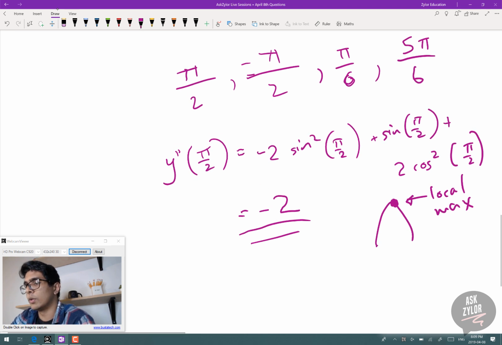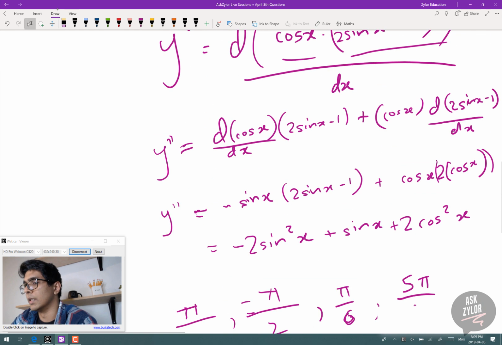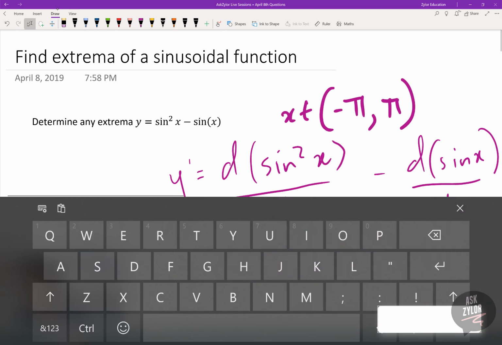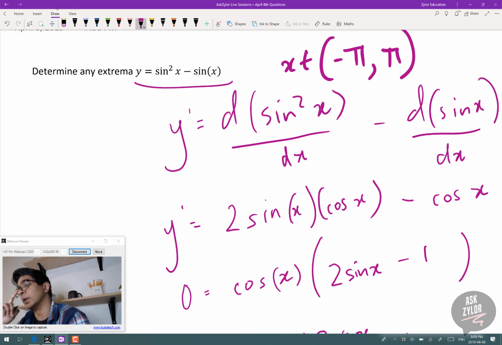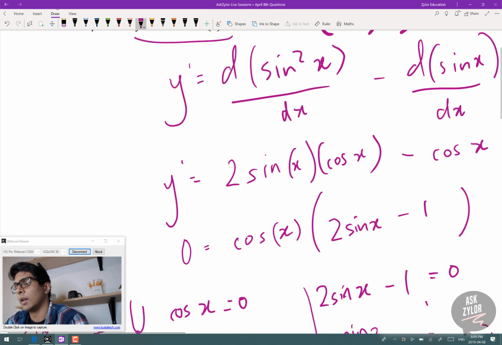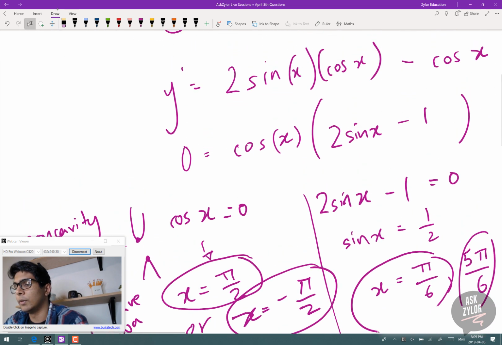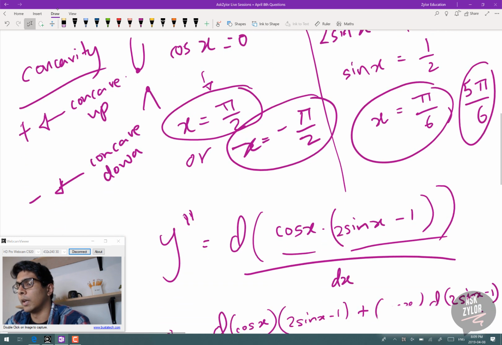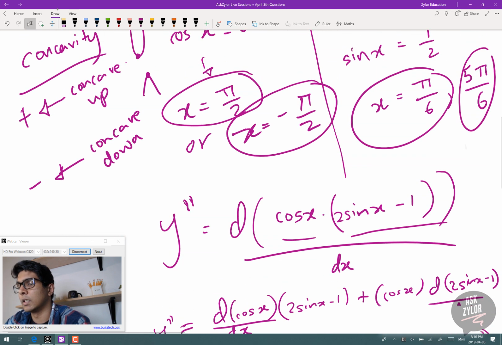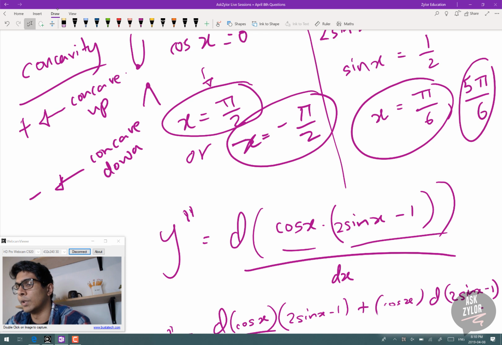Right. So what we're trying to do is find out if there's any extrema. The question's asking me to determine any extrema for my function sine squared x minus sine x. So it requires me to find my first derivative to find out any local mins or maxes. Then I'm using those values that I found. I found 4 of them. And then I'm plugging them into my second derivative to test, is it concave up or concave down, which will tell me if I'll have a min or max.